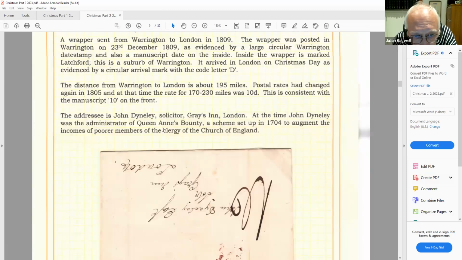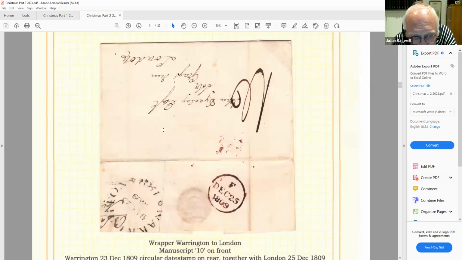This one went from Warrington to London, and it was posted on the 23rd. It's only a wrapper. There's a Warrington mark there for the 23rd of December, and here's the London receiving mark for the 25th, 1809. So now you've lost the double ring with the date in the middle, and now it's just a single ring. And this style, with various different formats, was very common for a number of years.